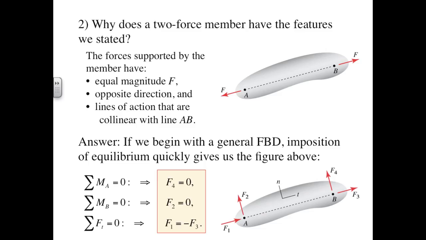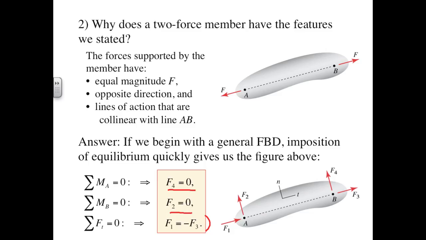Imposition of force and moment equilibrium tells us that the normal force components F2 and F4 disappear, and the two tangent components F1 and F3 are equal and opposite to each other. A body with four unknown reaction components is then quickly reduced to a body transmitting a single, yet to be determined force, F.